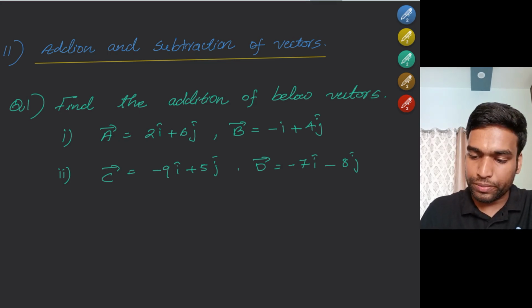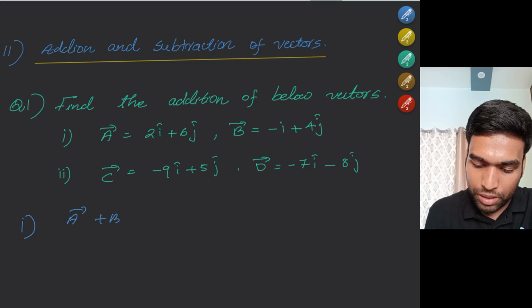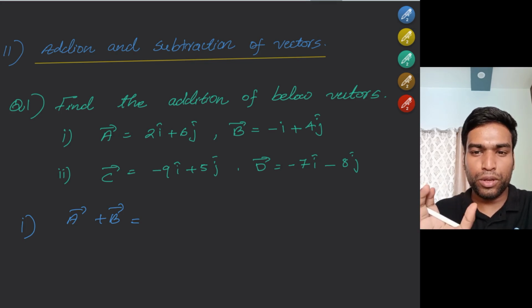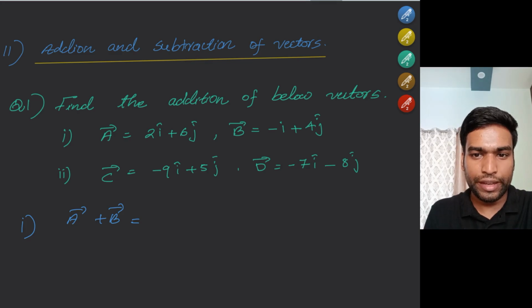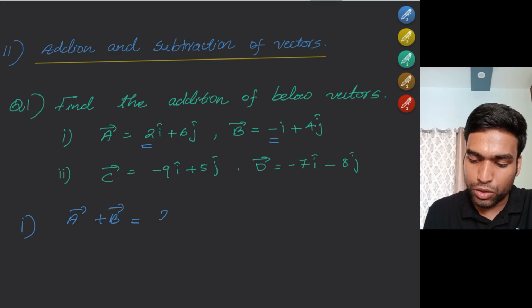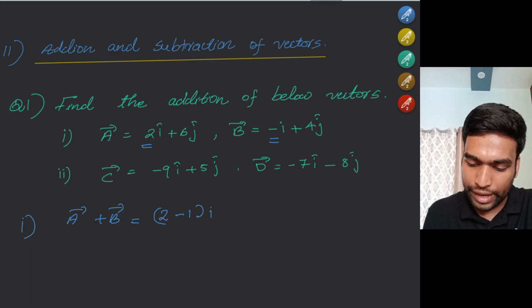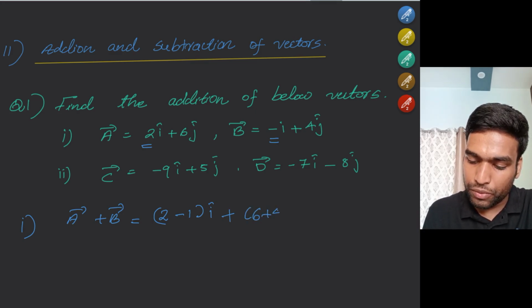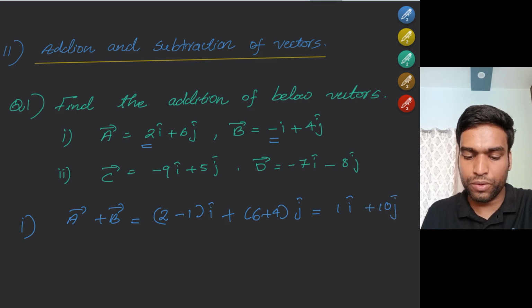So let's do the first part. So a plus b equal to, when we are doing the addition, we have to take the x components and add it, and similarly y components and add it and put in front of the corresponding unit vectors i cap and j cap. So let's do the x component summation. So 2 minus 1 i cap plus, now the y component summation, 6 plus 4 j cap. Good. So it will be 1 i cap plus 10 j cap. That's the answer for part A.